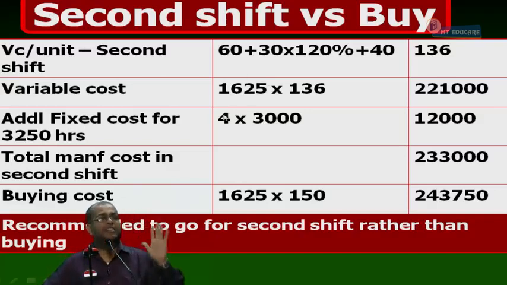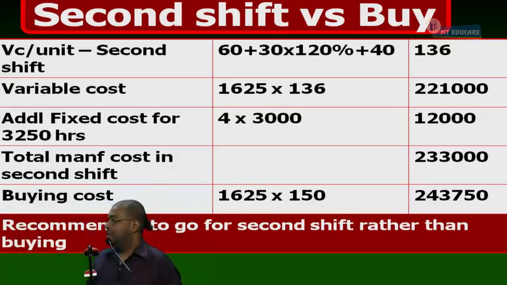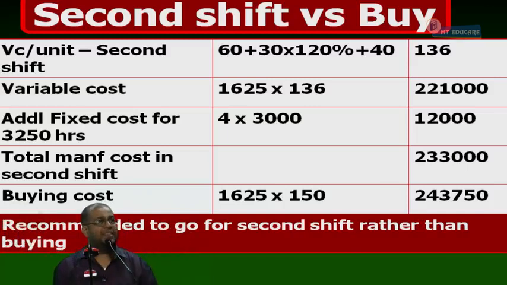For 1,625 units, do I go for the second shift or not? What I say is, 1,500 units go for the second shift in 3,000 hours. Otherwise I'll be having a fixed cost of 12,000. Now, the 125 units, which consume 250 hours, for that I need not go for the second shift; I can go for buying, because then I can save a specific fixed cost of 3,000 rupees. Everybody, are you following that?